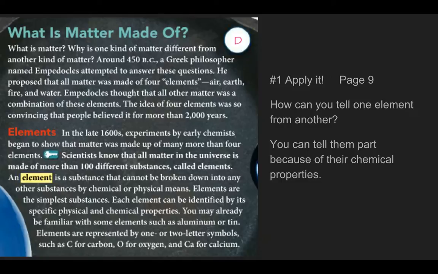Elements are represented by one or two letter symbols, such as C for carbon, O for oxygen, and Ca for calcium. Go to number 1, apply it on page 9. How can you tell one element from another? You can tell them apart because of their chemical properties. Please record that in your book.